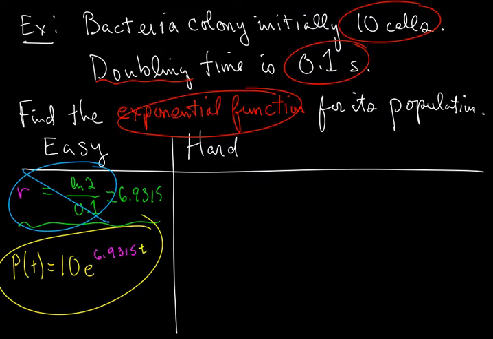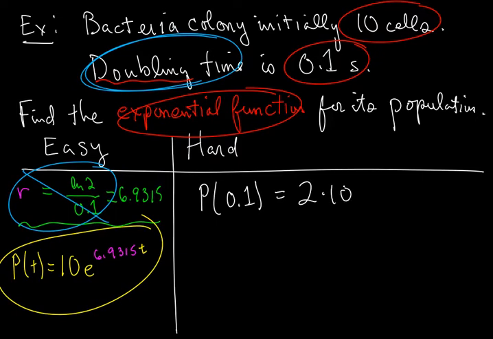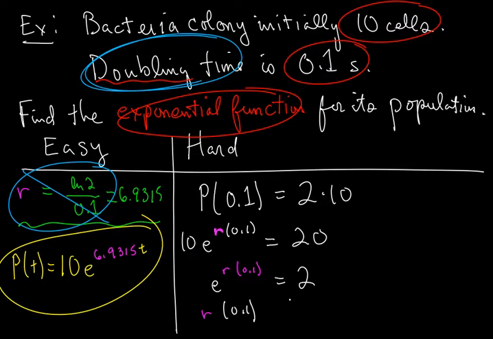Well, if you forgot that formula, you have to at least remember what it means to be a doubling time. Remember, in order to be a doubling time, it means that when you plug it into the exponential function, you get twice what you started with. So now just plugging everything in, plugging 0.1 into the exponential function means you have 10 times e to the r 0.1. Let me just highlight r there in purple. And you want to solve for r. So you divide both sides by 10. You get e to the r 0.1 equals 2. You take ln of both sides. You get r times 0.1 equals ln2. And so dividing both sides by 0.1, you get the same exact answer as before, ln2 divided by 0.1.